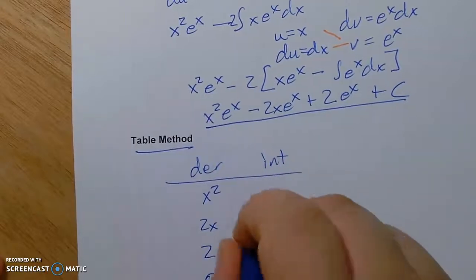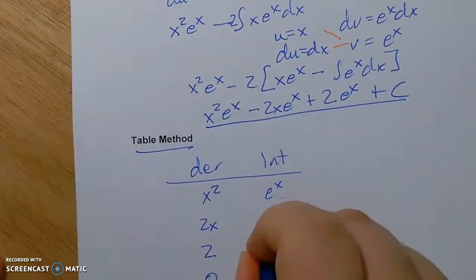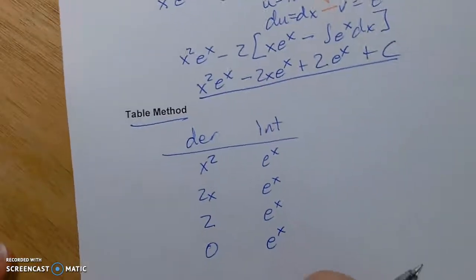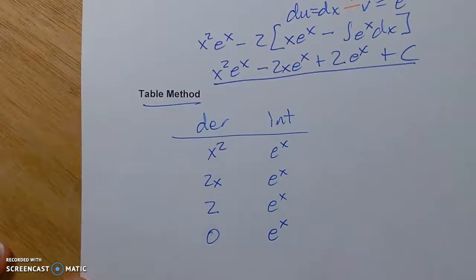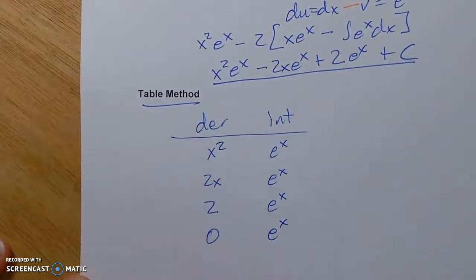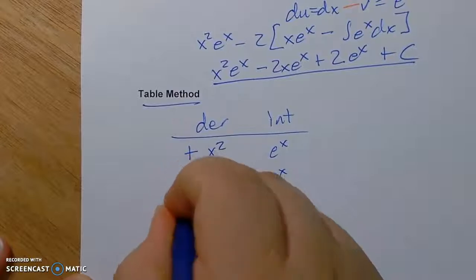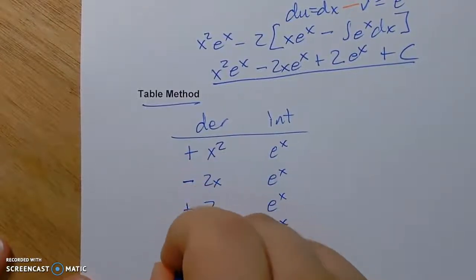Integral, the integral part was e to the x. We're going to integrate that. That's e to the x. Integrate that, e to the x. Integrate that, get e to the x. Now here, so derivatives, integrals, we've got that. We start with a plus, and then alternate signs. Plus, minus.